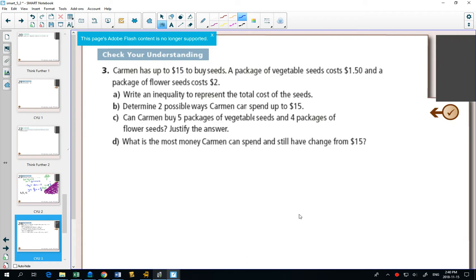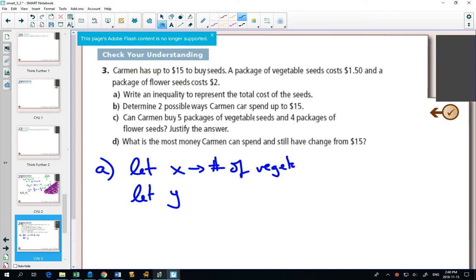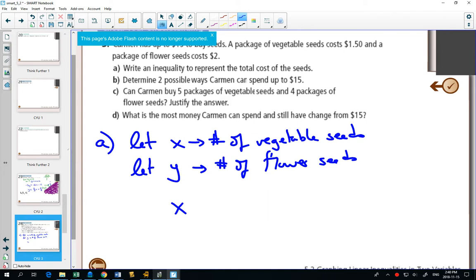So what we're going to do is choose something for x and choose something for y. We can make x the number of vegetable seeds that a person buys and y the number of flower seeds. She only has $15. Does it make sense that the number of vegetable seeds that she buys plus the number of flower seeds that she buys has to be less than $15?